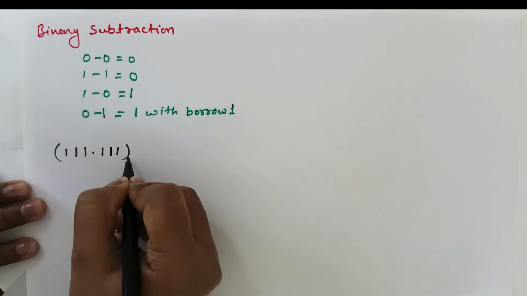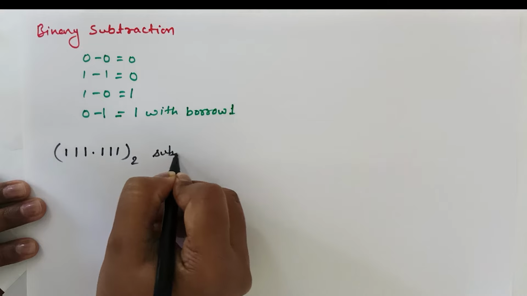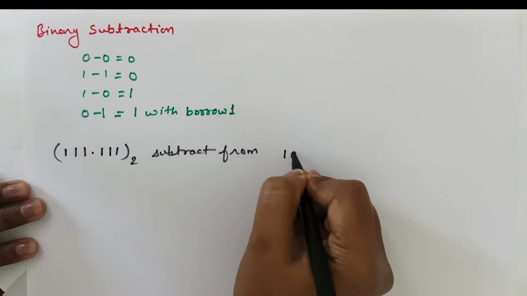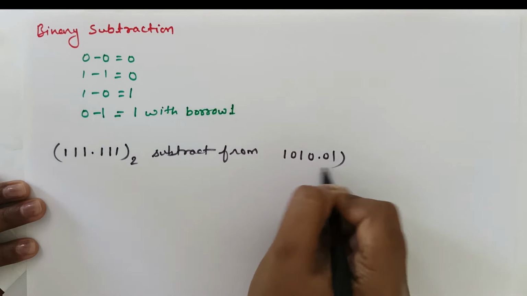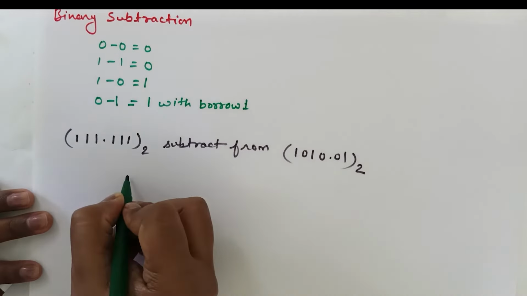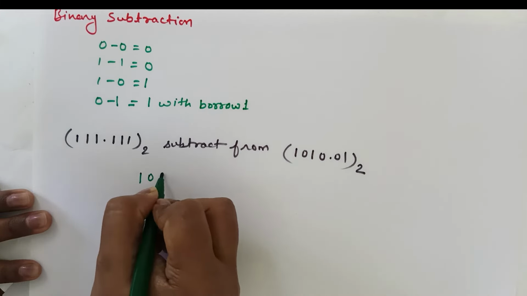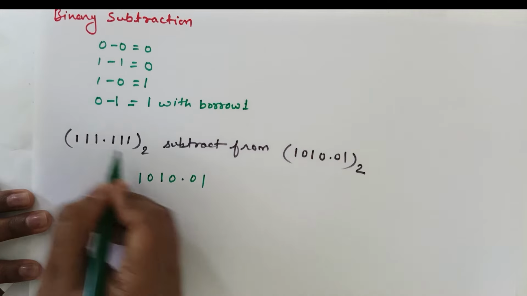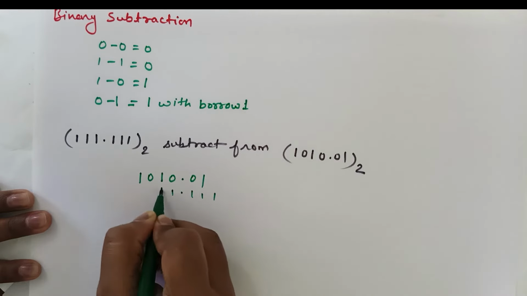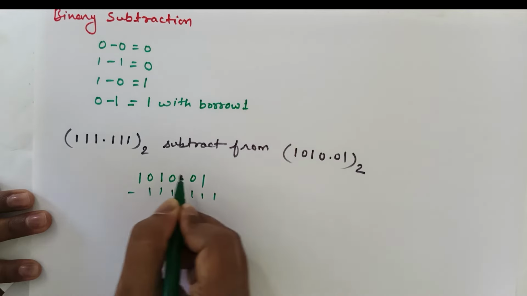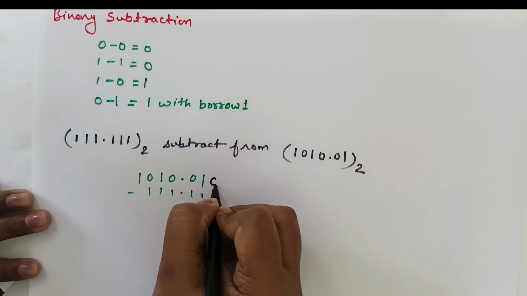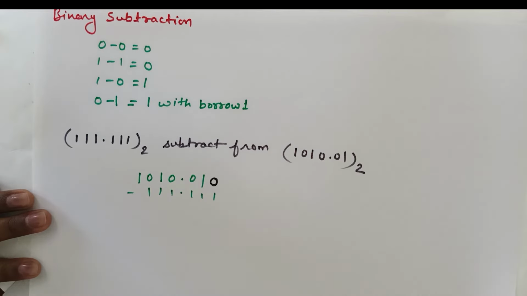1111.111. This is one number. We have to subtract this from 1010.01. This is the other binary number. So we'll do the subtraction. We'll see how to do it. Write the number 1010.01 and this number 1111.111. This we have to subtract from this number. Now we will add 0 here to match the digit numbers.